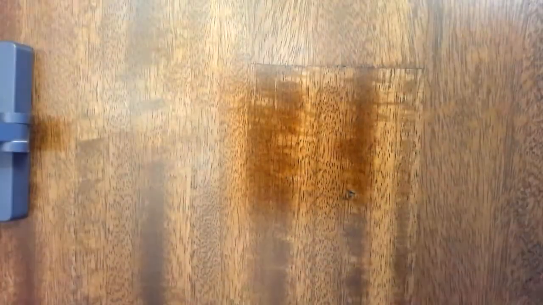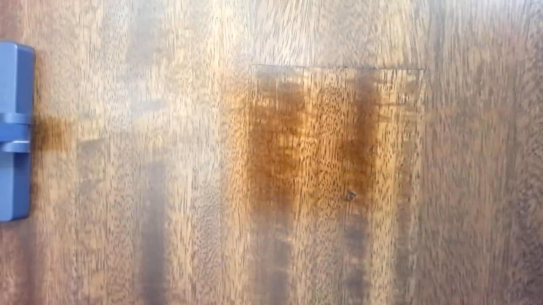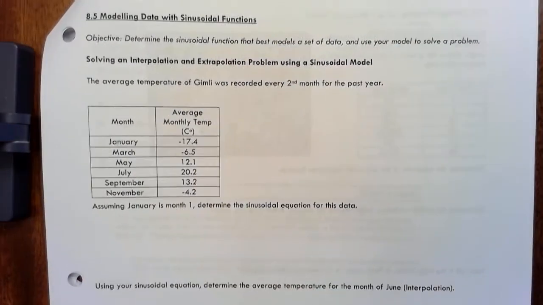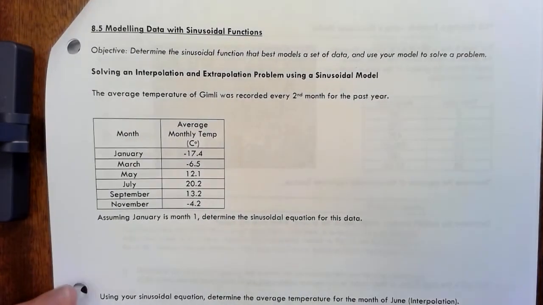Here's 8.5, and 8.5 is just pulling it all together. So it's really just putting everything together in one little topic. Let's do this one question, and then we'll be done. Sinusoidal functions.